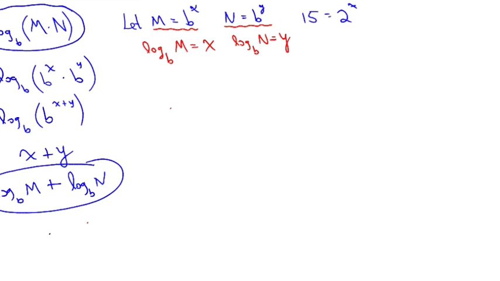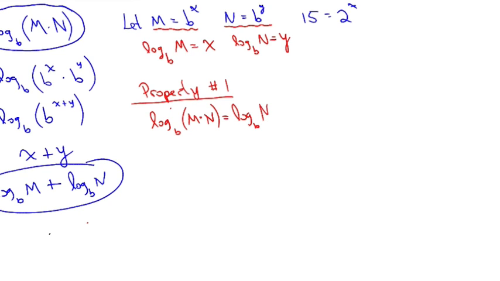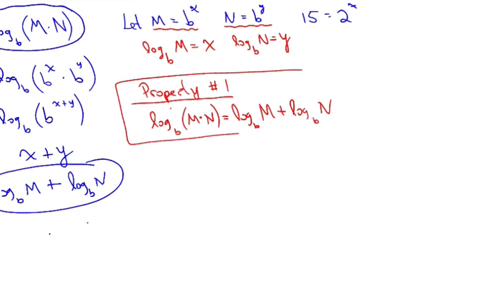So property number 1, there's 3 of them, is the log base b of a product, we'll keep it as m times n, is equal to the log of the first factor plus the log of the second factor. That is a property, not an answer. It's something you can use.